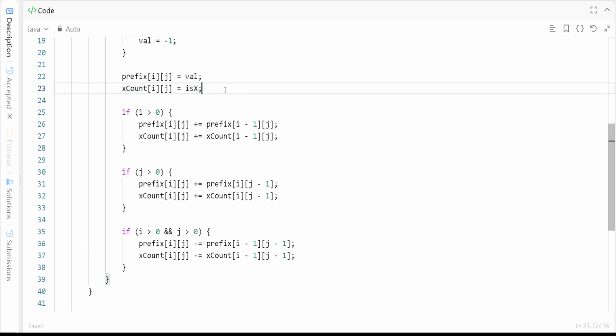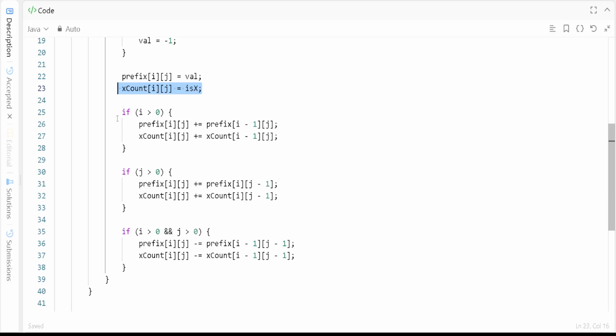Okay, so the very first thing we are doing is starting with the current cell, having i and j. It will give the value and the x count, right? So only the current cell value we will get. For every cell, if there is an x, it will store plus 1, and the x count will also get plus 1, right?